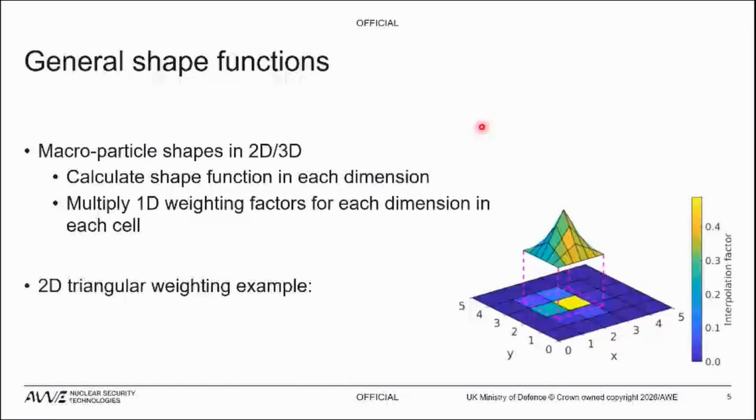That was in 1D. If you wanted to extend it to 2D and 3D, then you take those 1D shape functions and you multiply them in each dimension. So you can build these sorts of pyramid shapes in 2D, and you can see how that weight is distributed onto a 2D grid below there with this little interpolation factor number. Nice little graphic there to consider.